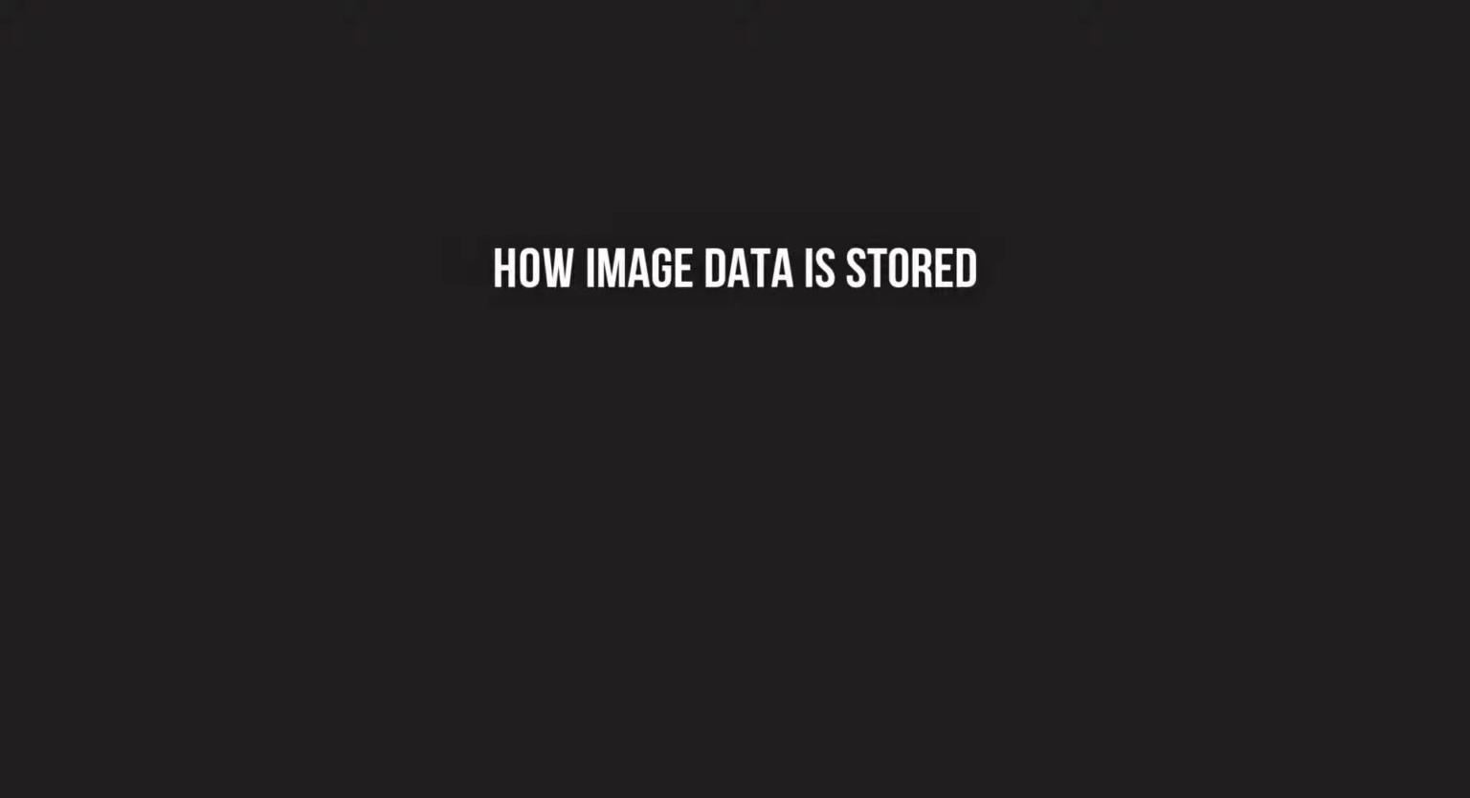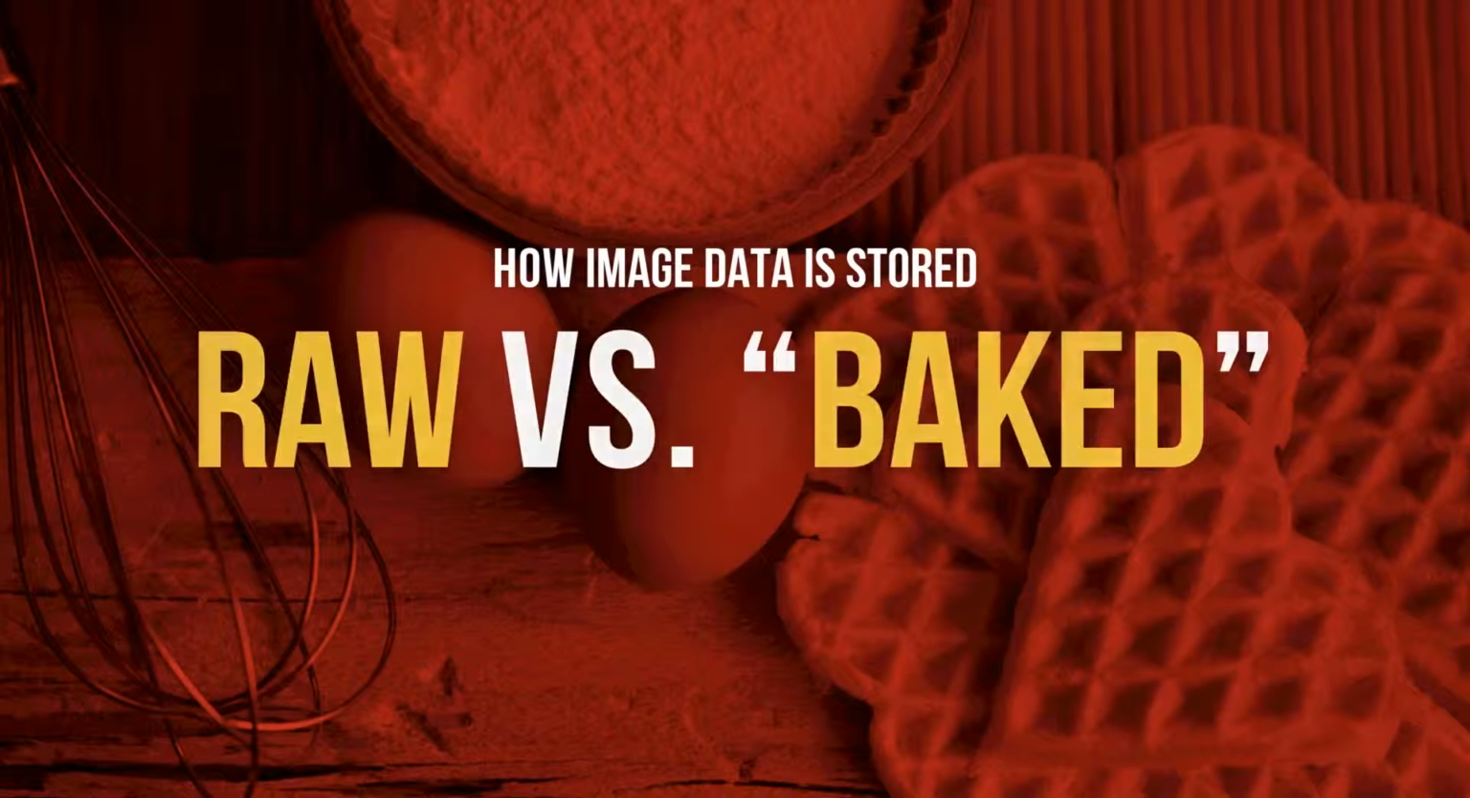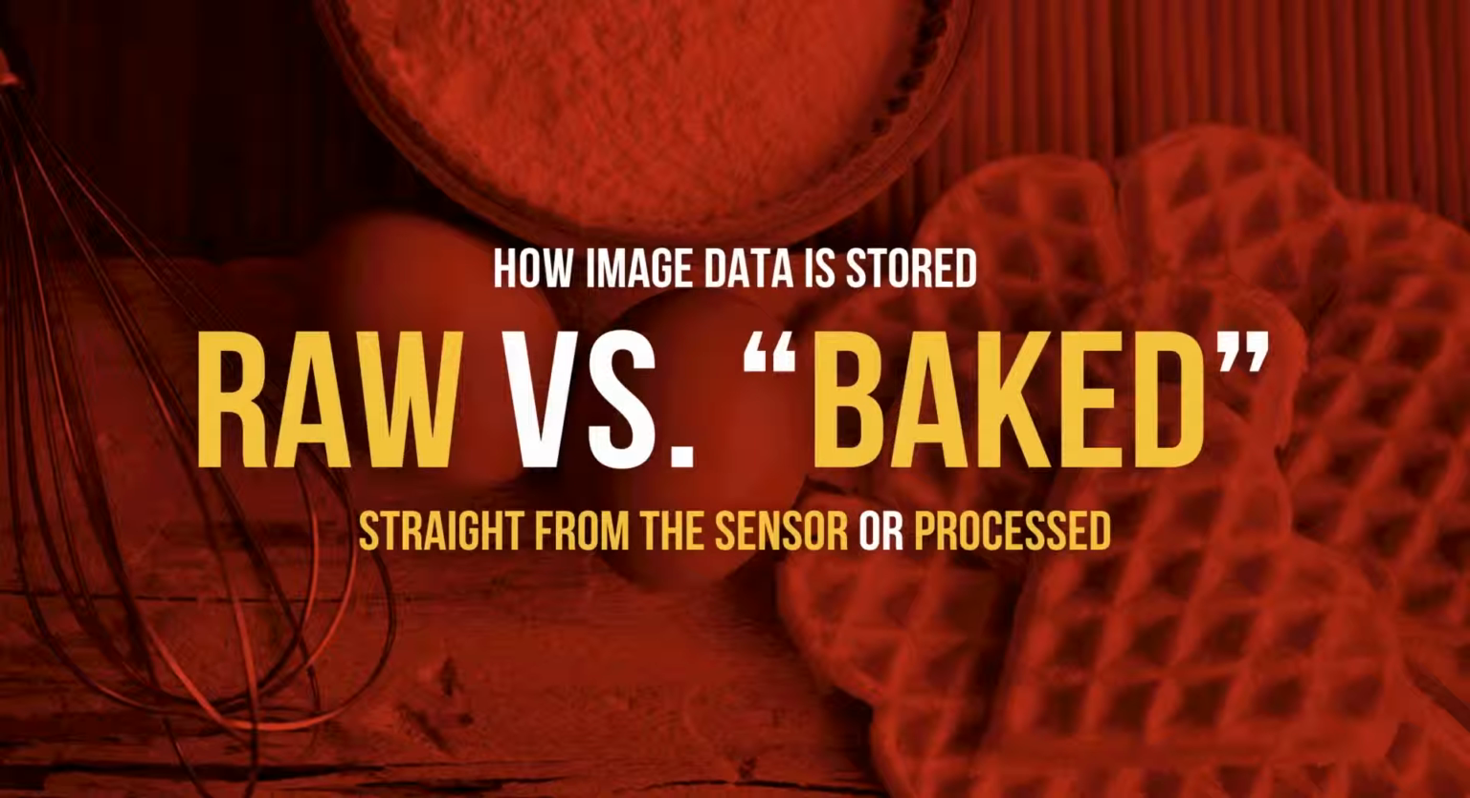So how image data is stored is important, right? You've got raw video and you've got baked video. The raw video is straight from the sensor, and baked video is processed in some way, right? You're taking those ingredients and turning them into something, right?